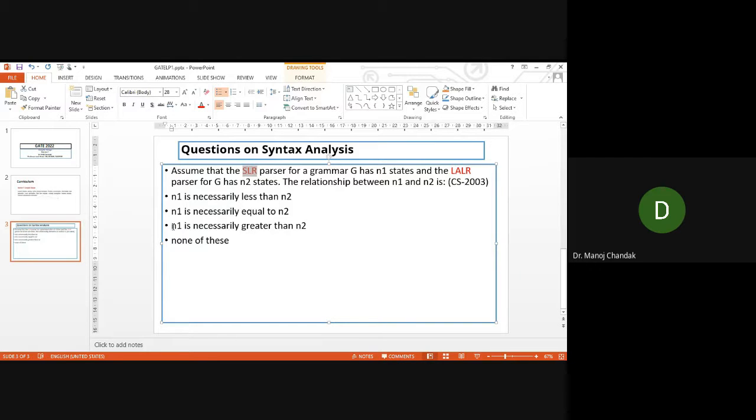So normally you will find that the number of states in SLR and the number of states in LALR are necessarily equal. So the answer for this question is option B, because although it is optimized, SLR is basically one version of LALR, so the number of states will be equal.